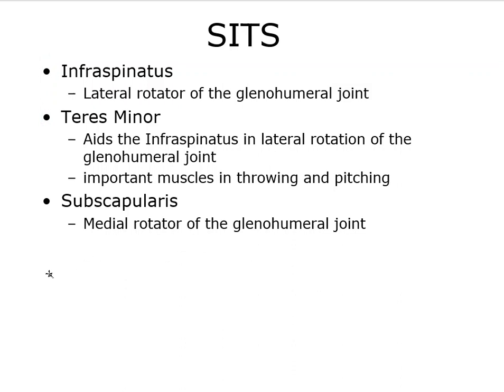Then on the anterior side, off the subscapular fossa, is the subscapularis, and that goes underneath the axilla and attaches anterior on the humerus. So based on the line of pull, it is a medial rotator of the glenohumeral joint. So you have two lateral rotators, one medial rotator, and then an abductor.